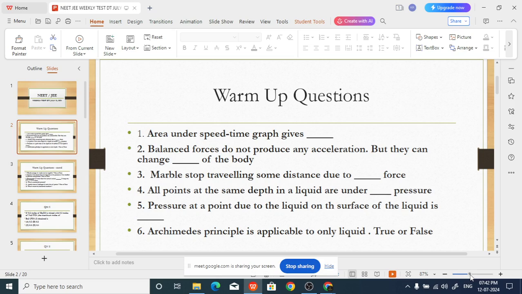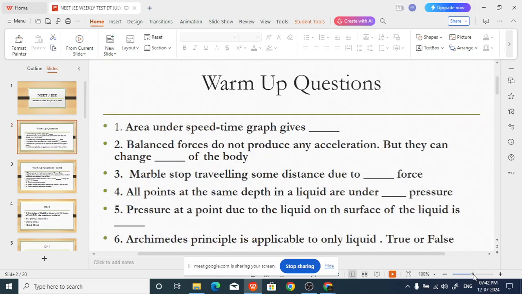Next question. Can anybody read? Are you able to see the slide? Is the slide visible? Yes, sir. Can you read the question? The second question.